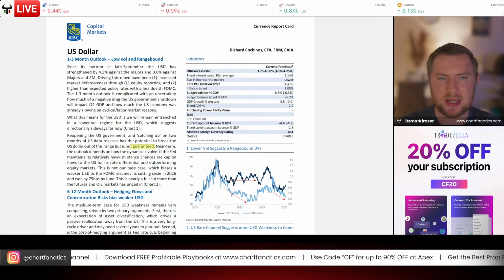They then say, near term, the outlook depends on the dynamics. If the Fed maintains a relatively hawkish stance, so that's what we were talking about there. And this is not our base case, which biases a weaker dollar as the FOMC resumes its cutting cycle and cuts by 75 basis points in June. In that scenario, the dollar will weaken off. Remember, cutting rates is generally bad for a currency.